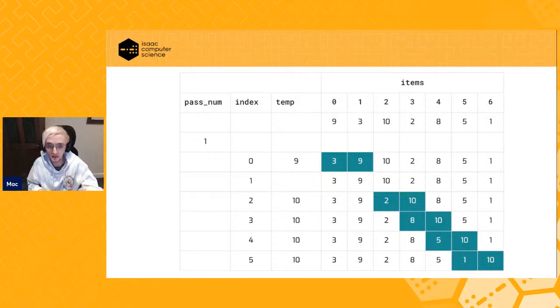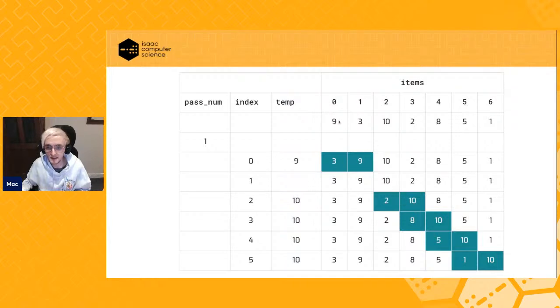In the index column, we're going to count up from 0 all the way to 5, which would be the index of the second to last item. Look over here on the second to last column. And then temp is used when we're swapping a variable. So you can see I've highlighted in the table here when we're doing a swap.